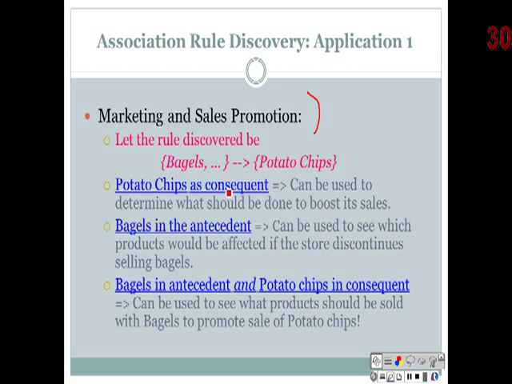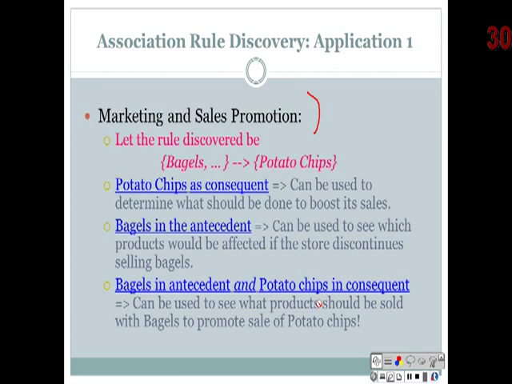Okay, bagels in the antecedent means it can be used to see which product would be affected if the store discontinues selling bagels. So all this is customer analytics and business analytics tooling. Bagels in the antecedent and potato chips in the consequence. So the result can be used to see what products should be sold with bagels to promote sales of potato chips. So all this kind of analysis helps the industry to know how to promote their sales and to market their products.